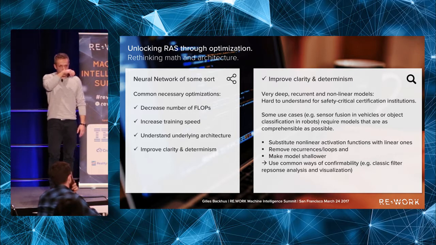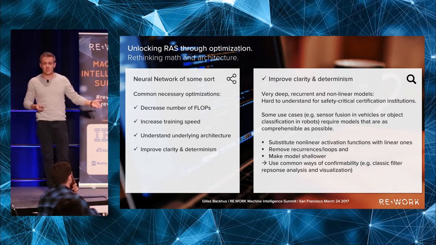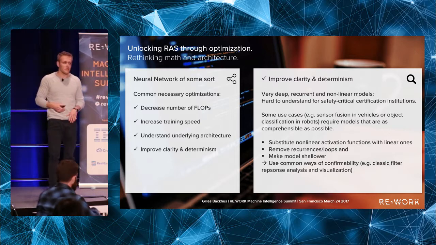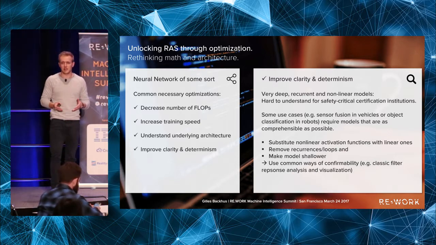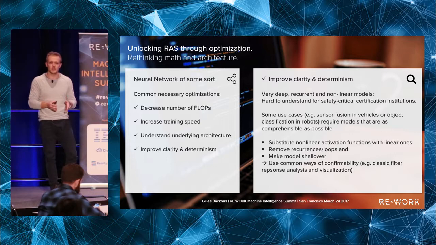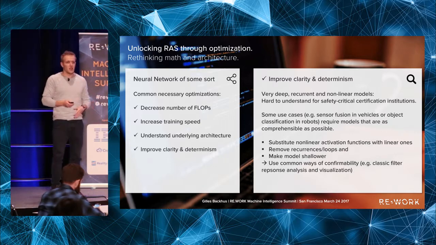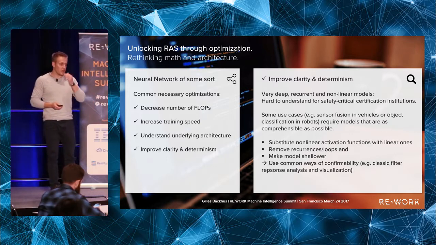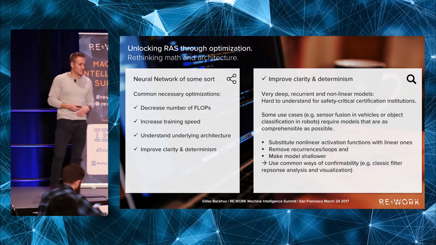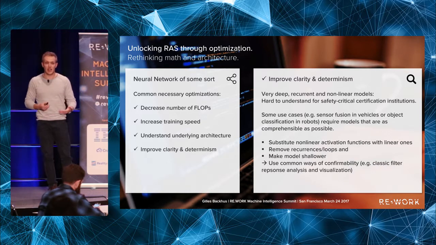But in some, especially if you do, for example, sensor fusion for a car or a plane, it is really safety critical. People can die if you don't know what your algorithm will do at all times. So what you might have to do is, as I already mentioned, substitute nonlinear functions by linear ones, remove recurrences, and make the model a bit shallower.